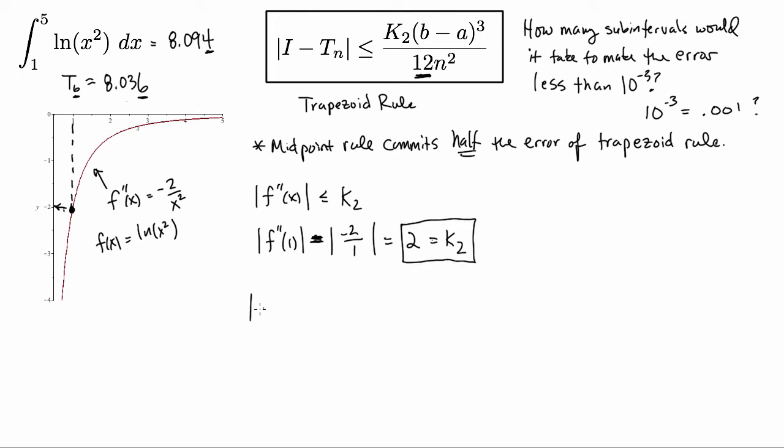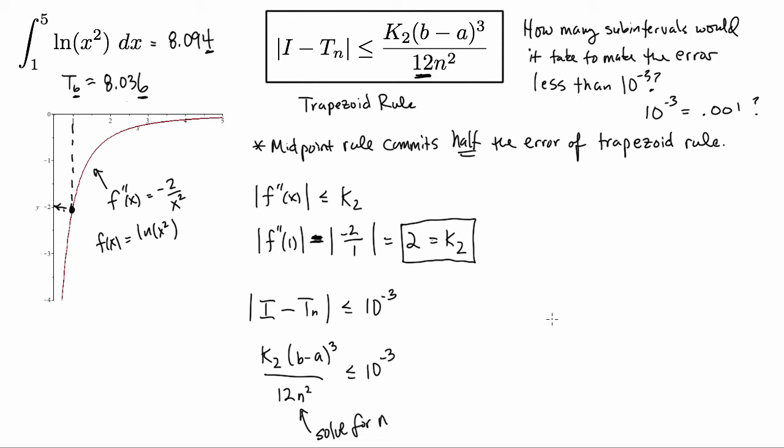So I know that the integral I'm looking at minus Tn, this error, I want that to be less than or equal to 10 to the negative third. So that suggests that I need K2 times (b minus a) cubed over 12n squared to be less than or equal to 10 to the negative 3. And the point is, I'm going to want to solve for n. So let's fill in the values we know. We know K2 is 2, we know b is 5, a is 1, and we don't know n. We're going to look for it. And so we want to solve this inequality.